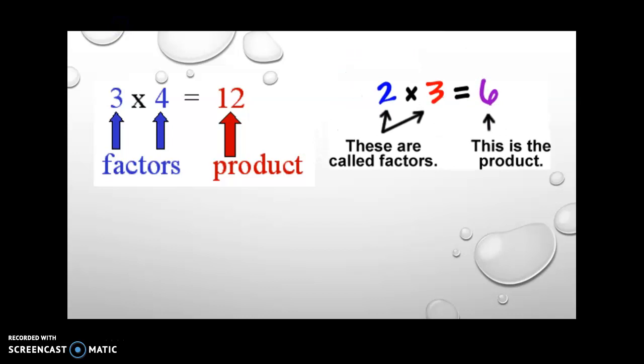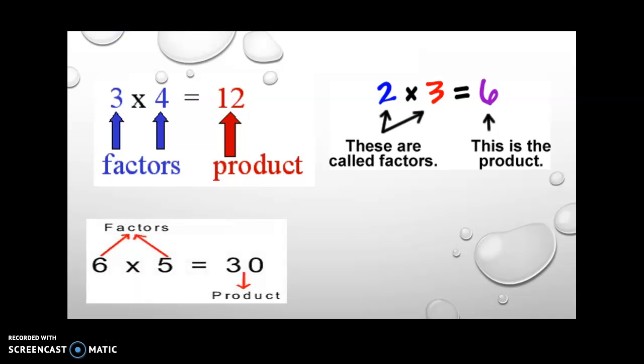Another example is 2 times 3 equals 6. So the numbers 2 and 3 are the factors because we're multiplying 2 times 3. And the answer, or the product, is 6. So 2 times 3 equals 6. So, Kevin, if I asked you in our first example the numbers 3 and 4, would you say they are the factors or the products? That is correct, Kevin. They are the factors.